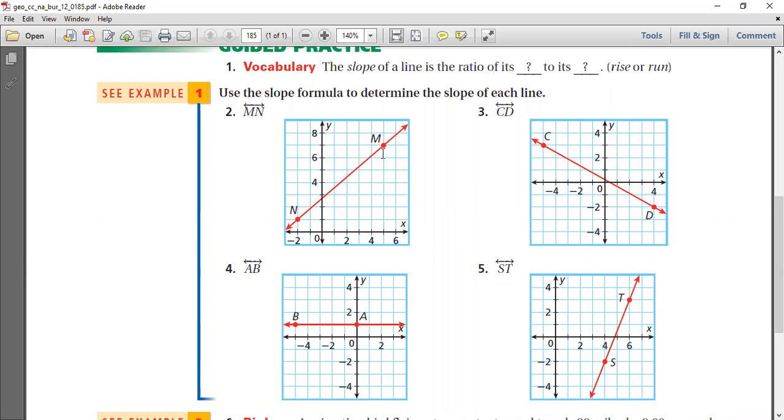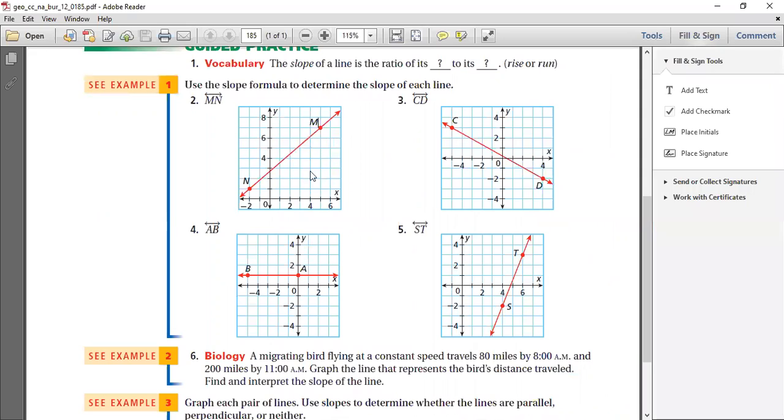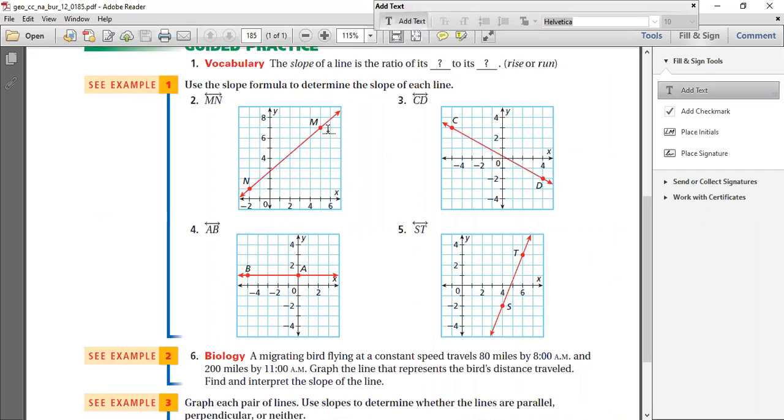So first, before we start, let's find out the coordinates for these points. Now the coordinates for point M are going to be 5 and 7. So first let's write down the coordinates. That's 5 and 7. Okay, and for this point, the coordinates are going to be -2 and 1. Sorry, it's 1, not -1, it's 1.